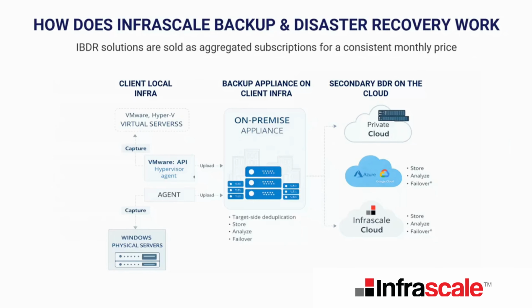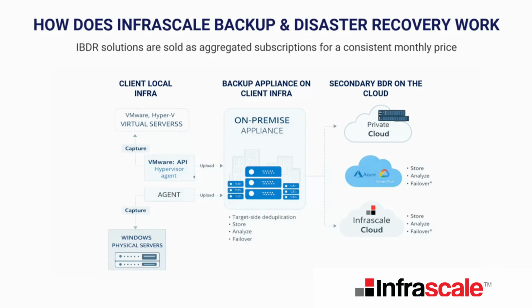So let's take a look at how the Infrascale Disaster Recovery architecture is designed to deliver both speed and resilience. On the left-hand side, we have the customer local infrastructure. This includes virtual environments like Hyper-V or VMware, or, let's say, physical Windows servers. We capture data using two approaches. One is agentless backup via API for virtual machines hosted on VMware and Hyper-V, and then an agent for physical systems. So regardless of workload type, everything is protected.